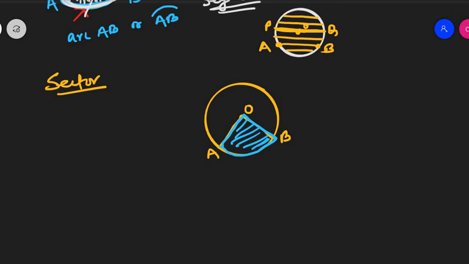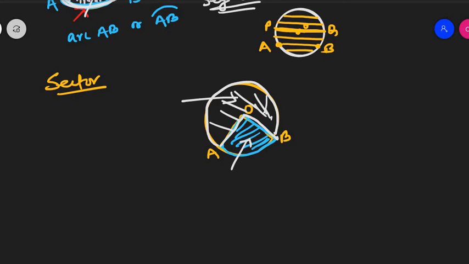The same thing you get from the upper part also. If we take the major arc AB, and the two radii again AO and OB, then this side also is a sector. The smaller sector is called the minor sector, and the bigger sector is called the major sector.